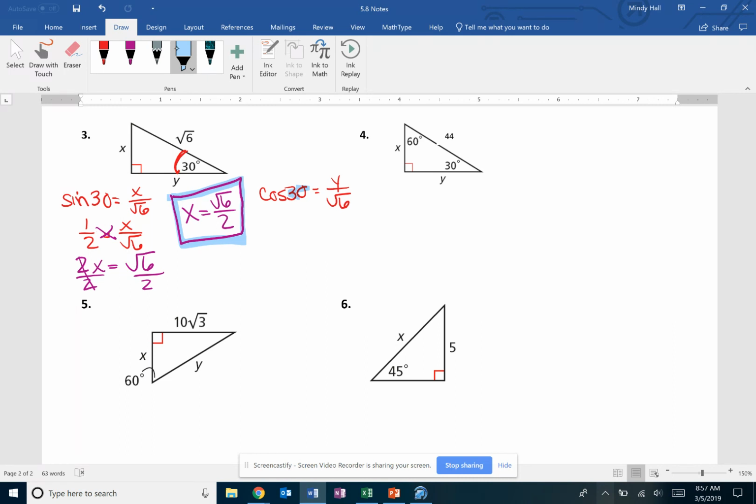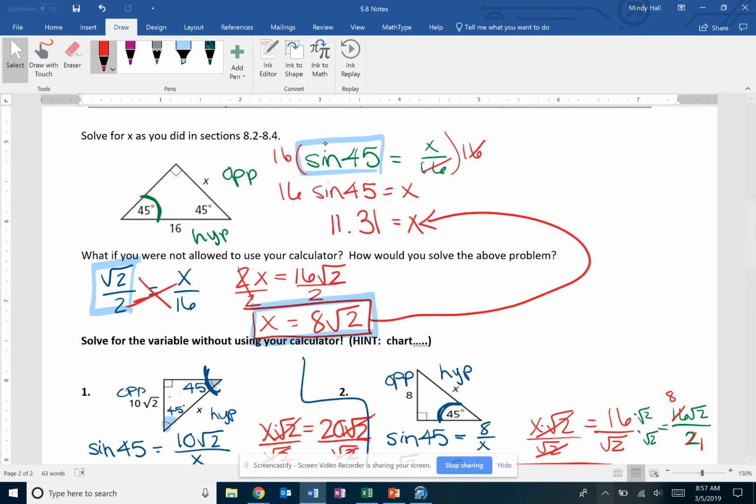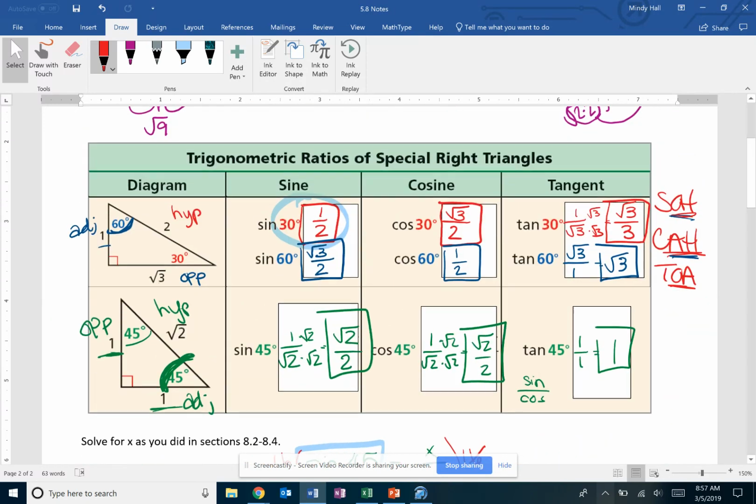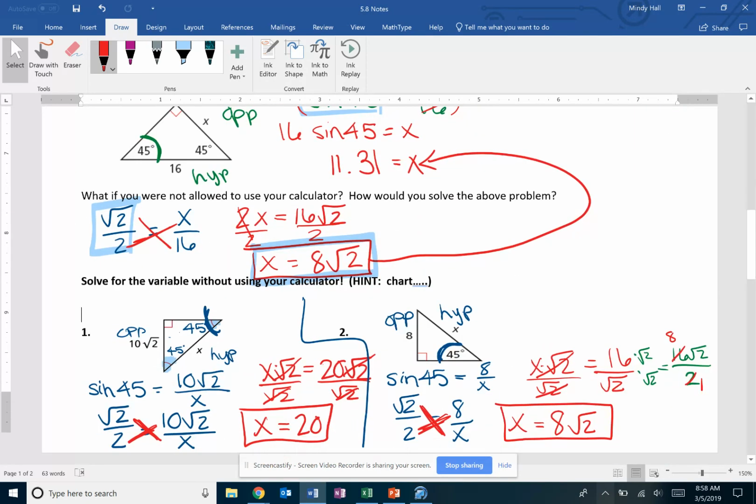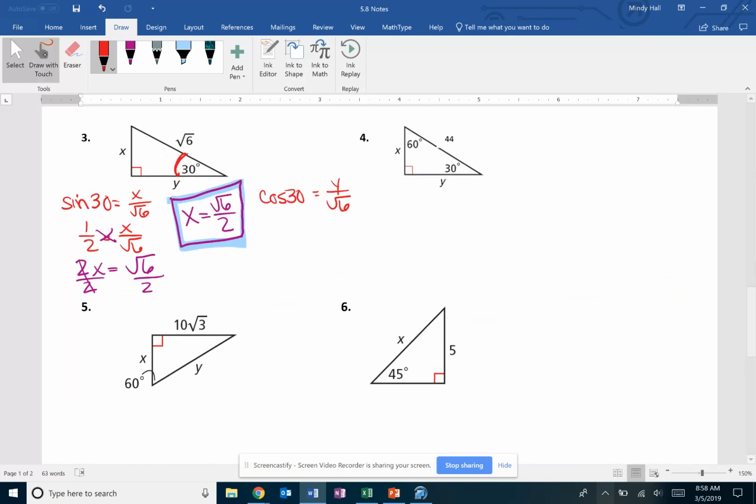So cosine of 30, if you don't know it, scroll up to the top. Okay, cosine of 30 is square root 3 over 2. So square root 3 over 2 equals y over square root 6. So then you cross multiply. Let me use my different color. Let's keep the pattern going.